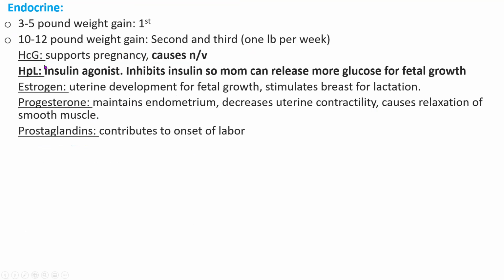Going into our endocrine, they're going to have a 3 to 5 pound weight gain in the first trimester. And then after that, they're going to have a 10 to 12 pound weight gain within the second and third, about 1 pound per week.